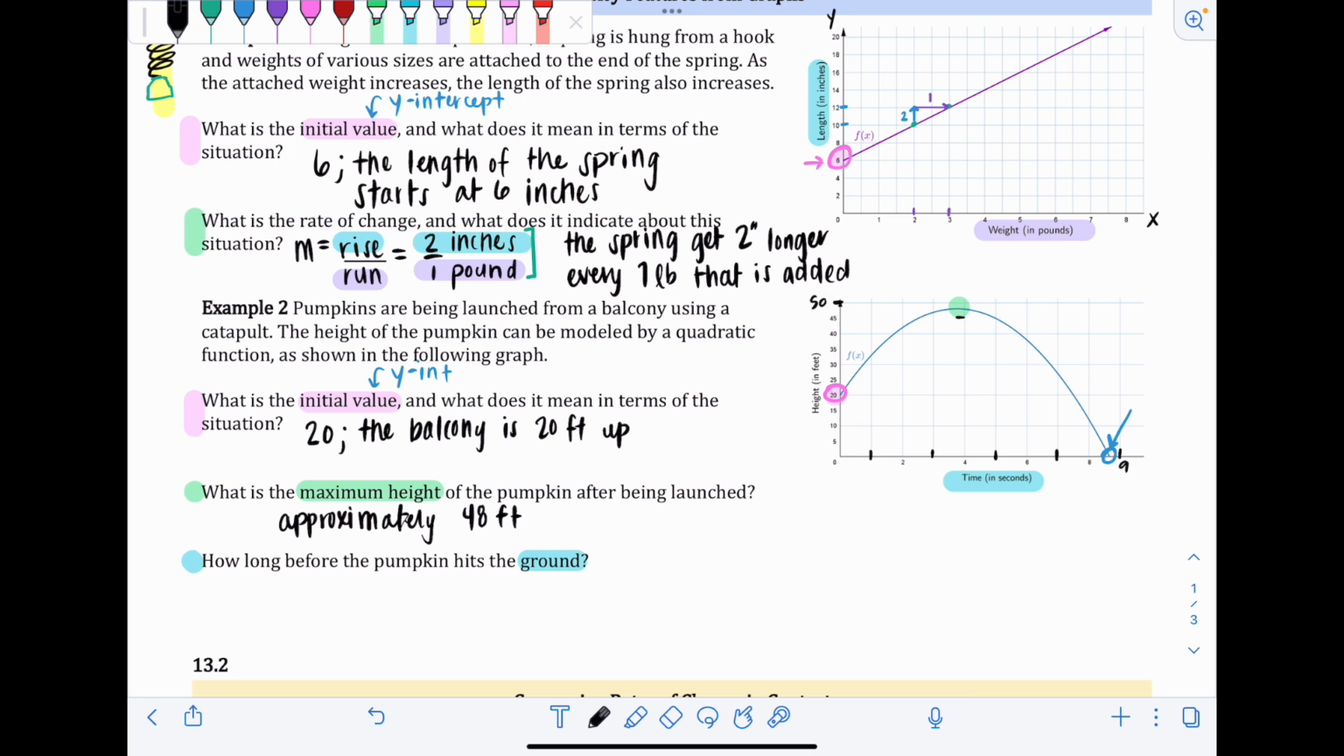It looks a little bit closer to 9, so we can maybe estimate it as 8.6 or 8.7 seconds, depending on if you feel like it's a little closer to the middle or not. So for how long before the pumpkin hits the ground, we can say about, I'm going to say 8.6 seconds. And again, this is just an estimate. We don't know for sure, but I estimated it at 8.6 because this point right here where it's touching the ground is in between 8 and 9 and a little bit closer to 9.